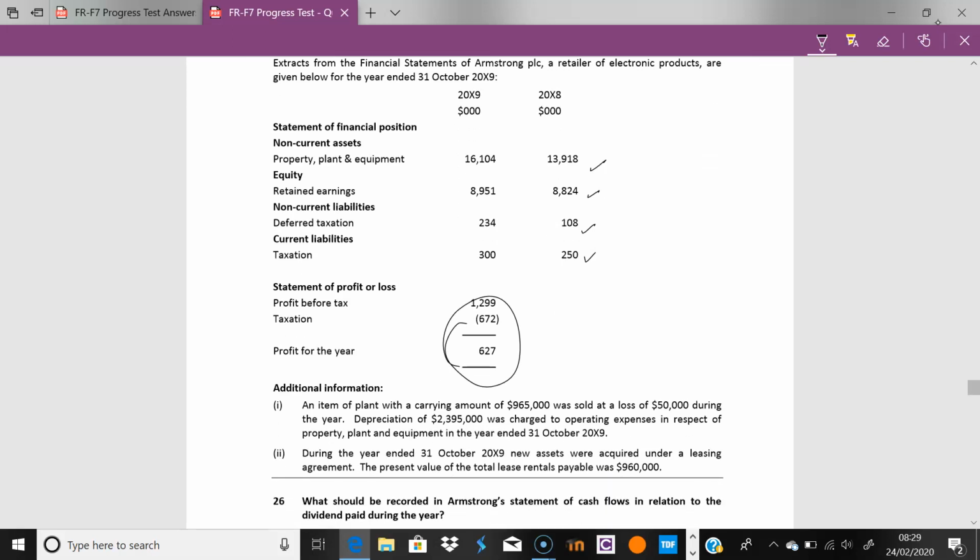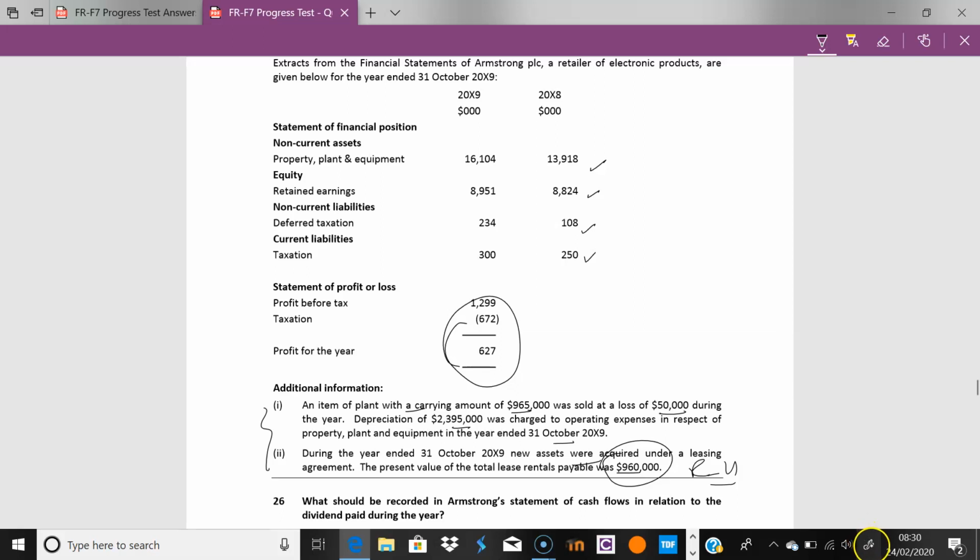It says additional information: an item of plant, carrying amount 965, sold at a loss of 50 during the year, depreciation of 2,395, and during the year we acquired some new right of use assets of 960. So this is good. I know you've done this a while ago, but it's good to come back to it and actually read through the question again, even though I'm reading it quickly.